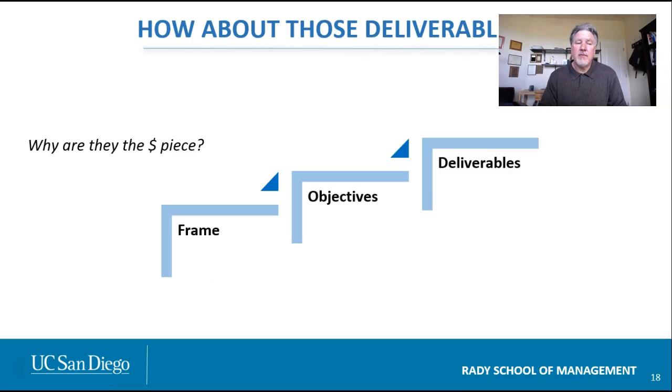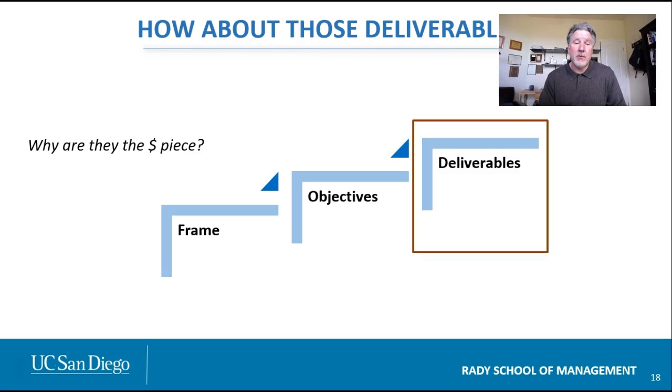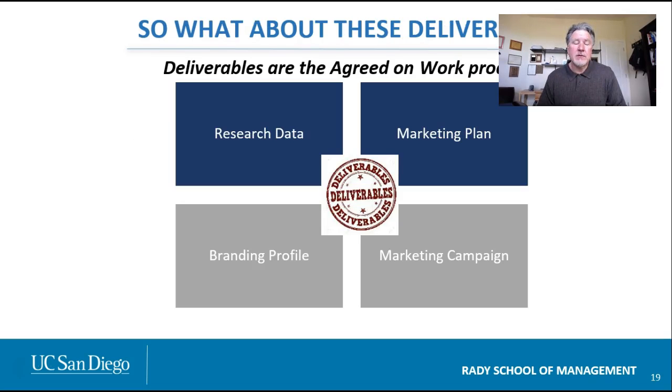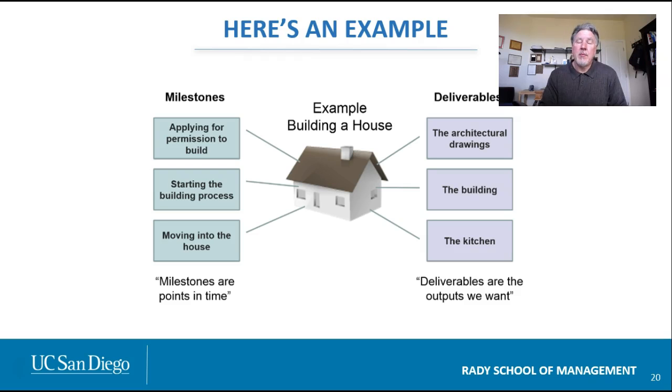And then there are the deliverables, and why are they the dollar piece? Because at the end of the day, this is what the customer is actually paying for. Those things are called the deliverables. Those deliverables can be your research data in a report or in a PowerPoint, a marketing plan. It could be a branding profile. It could be a marketing campaign. So these are the hard deliverables that in essence your clients would be paying for in terms of your work product. But to have that properly, you need to understand what your objectives are.